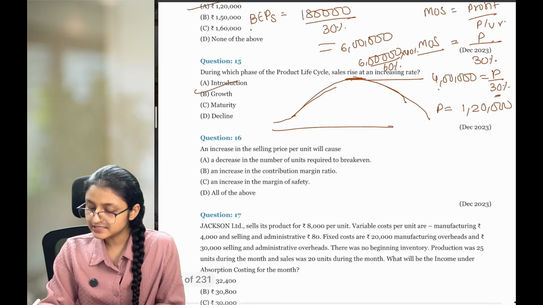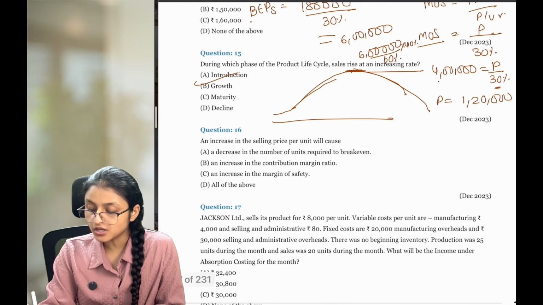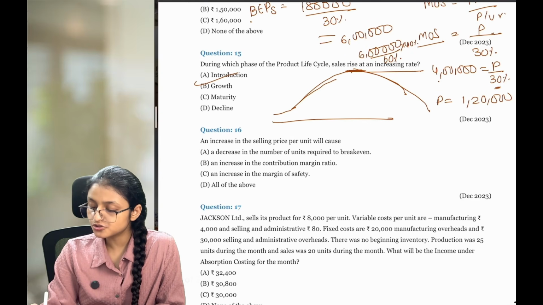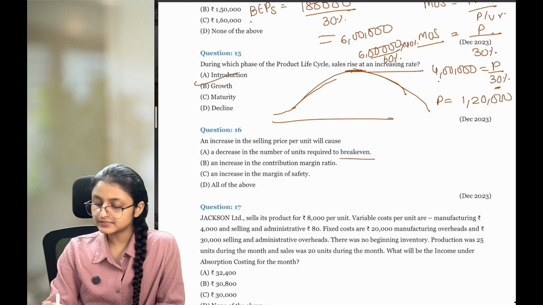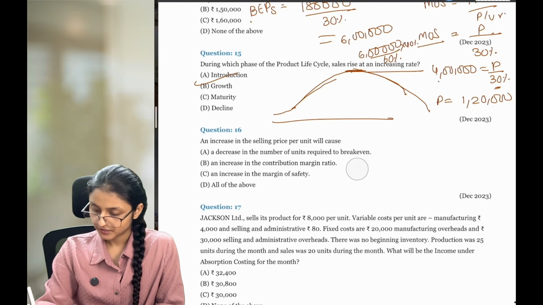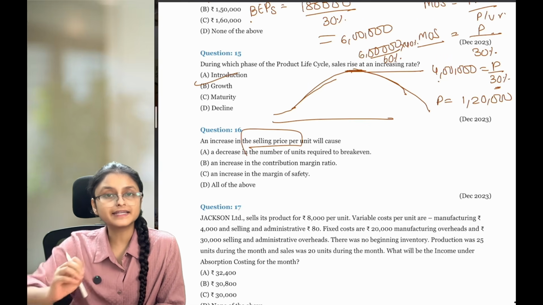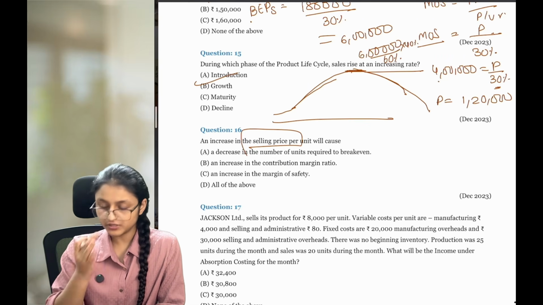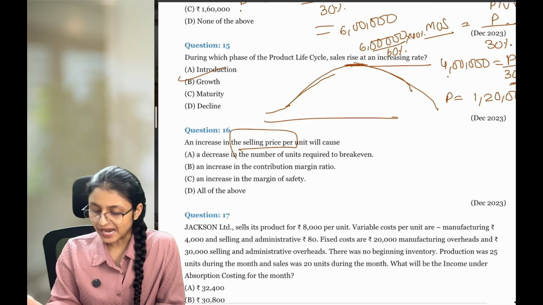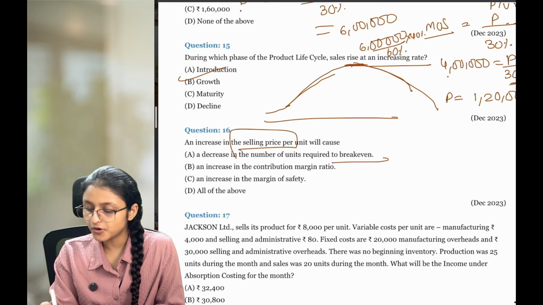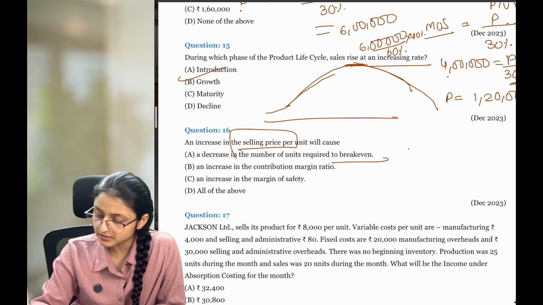Now, an increase in the selling price per unit will cause a decrease in the number of units required to break even, an increase in contribution margin, an increase in margin of safety, or all of the above. So what is happening? Selling price is increasing. Nothing else is getting changed. Your selling price is the only thing which is going to increase. And if that happens, then your break-even point units is going to reduce or increase.